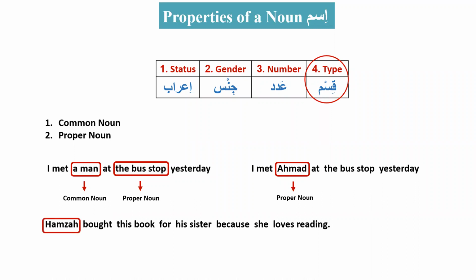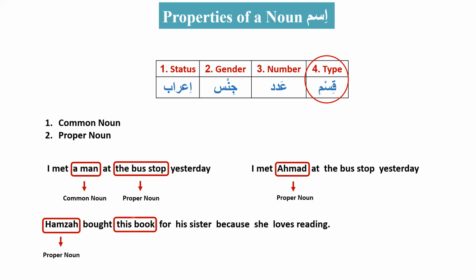Taimia, what do you think? Is Hamza a proper noun or a common noun? It's a proper noun. The name of a person. It's a certain specific person, so that is why the name of a person is a proper noun. All right. Now go to the next word.